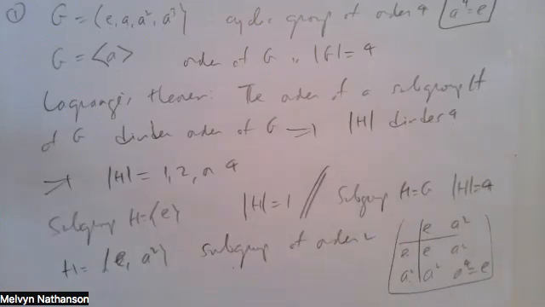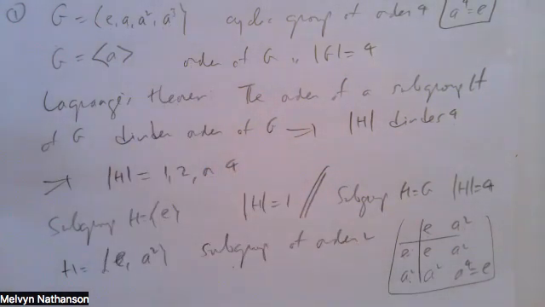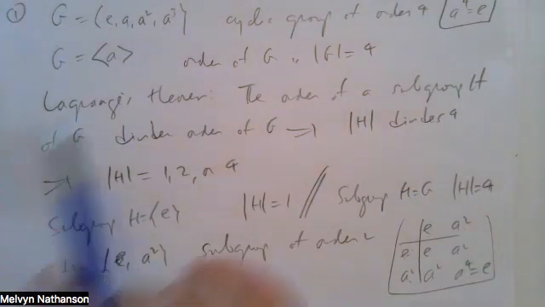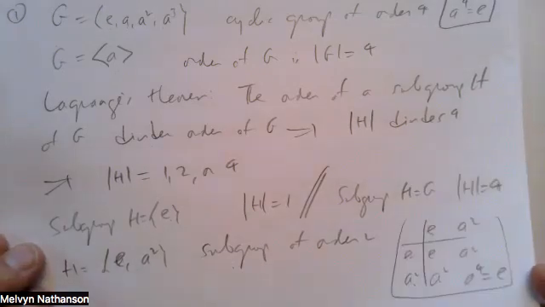So this is a subgroup of order 2, and it's the only subgroup of order 2, because if a subgroup contained A, it would be the whole group. And if a subgroup contained A cubed, which is A inverse, it would also be the whole group. So this group has exactly 3 subgroups: the 2 trivial subgroups, the identity and the whole group, and one subgroup with 2 elements. Any questions about that? Okay.